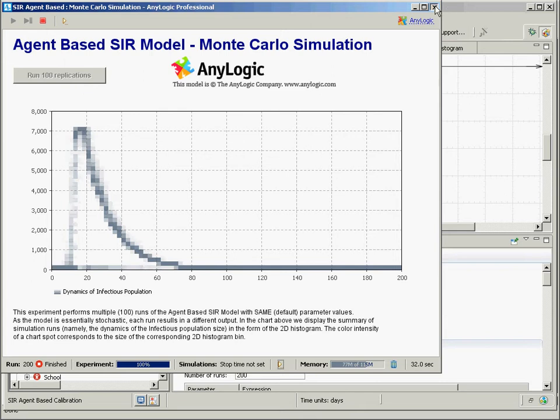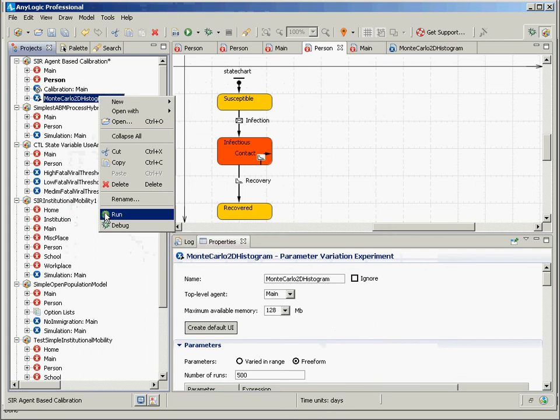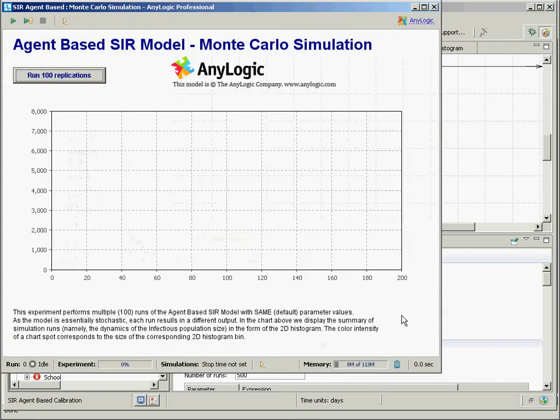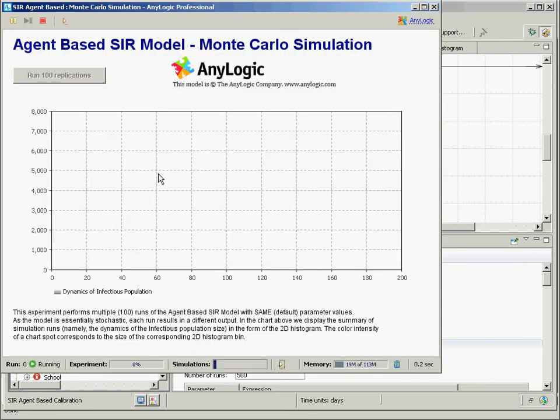I'm going to run it now 500 times. How do I do this? I go down to this parameter variation experiment, and I say number of runs 500. And here I'm going to actually run it 500 times. I've made all 4 cores on my machine available to speed it up. But here, again, each is being run to time 200.